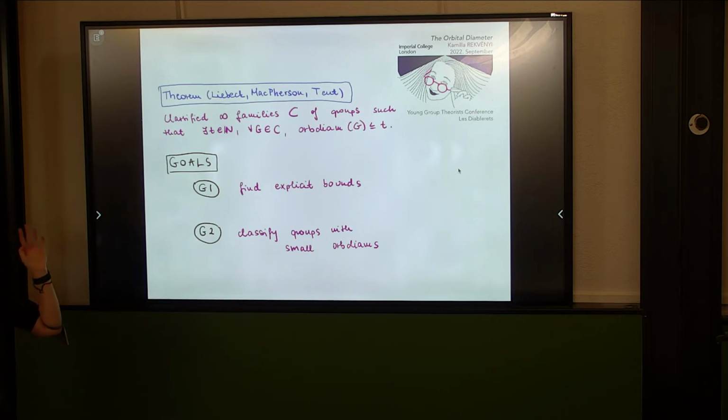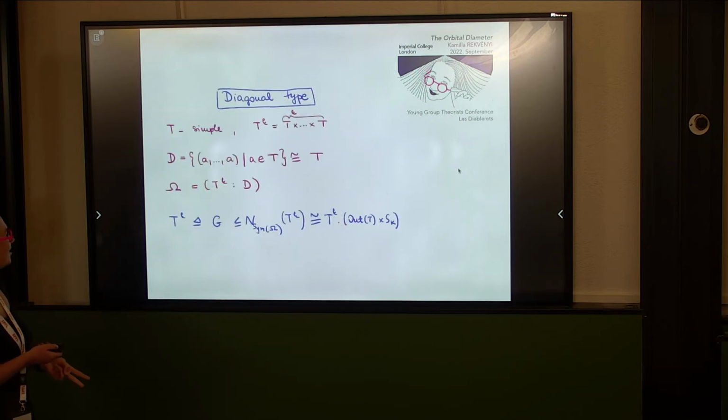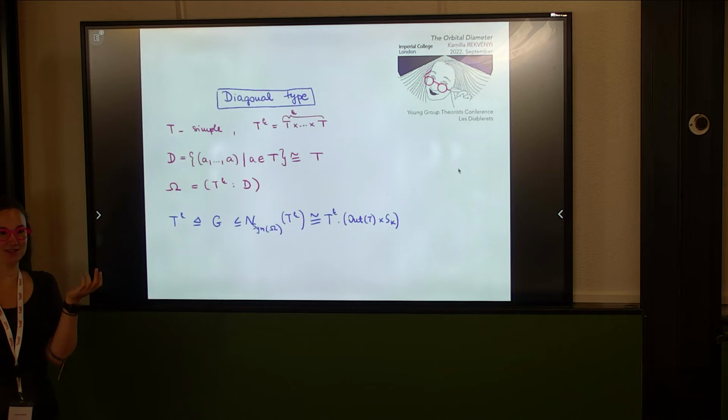So as we know, the primitive permutation groups are put into families by the Scott theorem, and today I'll be talking about two families and try to fulfill these goals. So the first type that I'm going to talk about is the groups of diagonal type.